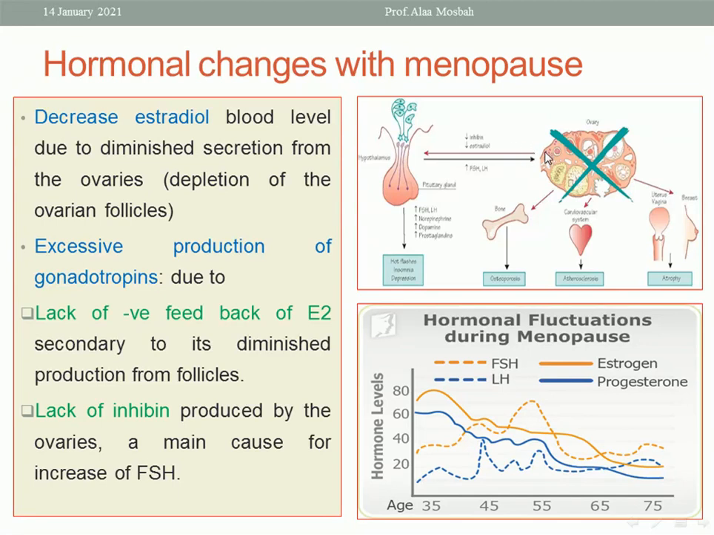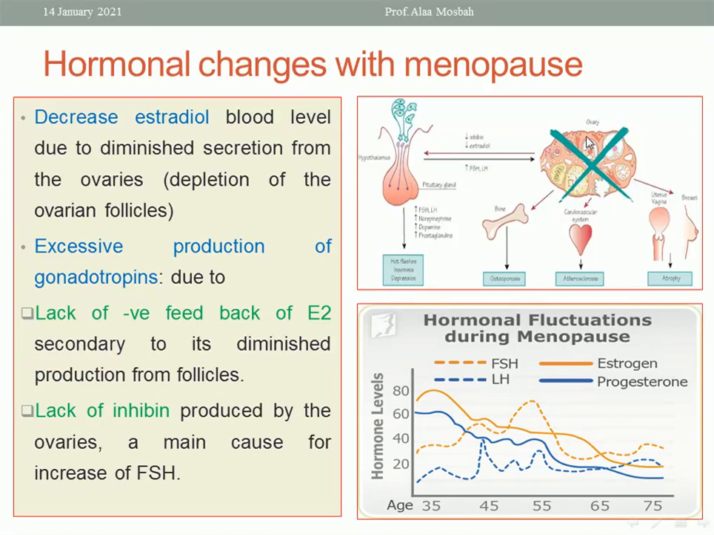Also, inhibin, which is released from granulosa cells in the follicles in the ovary, is decreased due to depletion of the ovarian follicle. And this inhibin hormone suppresses the release of FSH and LH. So decreased inhibin will lead to increase in FSH and LH. So what is the result now? I have decreased estradiol, decreased inhibin, but at the same moment there is increase in FSH, LH, increase in norepinephrine, increase in dopamine, increase in prostaglandin. And all these are responsible for the hot flashes, vasomotor symptoms, insomnia, and depression.